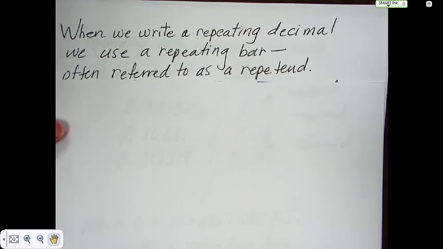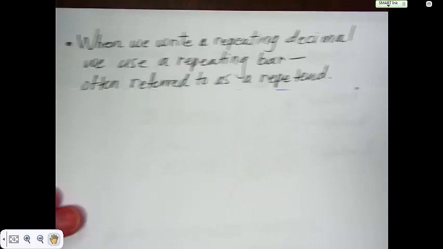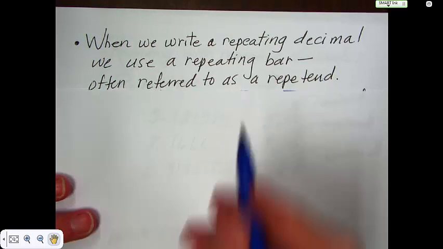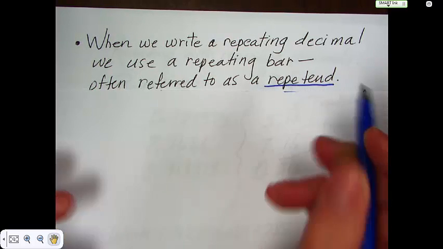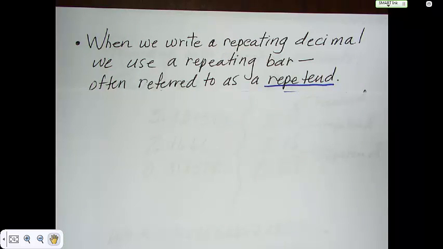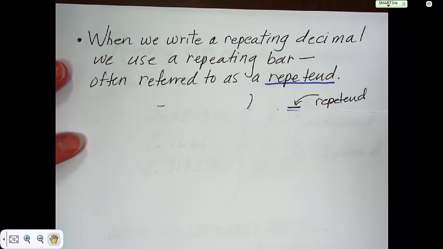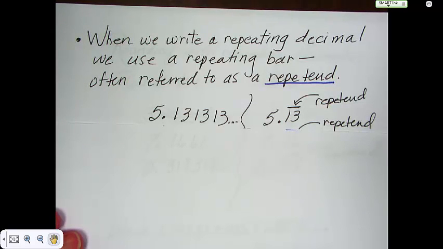Okay? Now, when you write a repeating decimal, as we were doing on a previous page, we use a bar over the top of the part that repeats. It's called a repeating bar by some people, and some people just simply call it this, a repetend. Write that in your notes, a repetend. Repetend is simply the bar that is drawn above the repeating portion of the decimal.